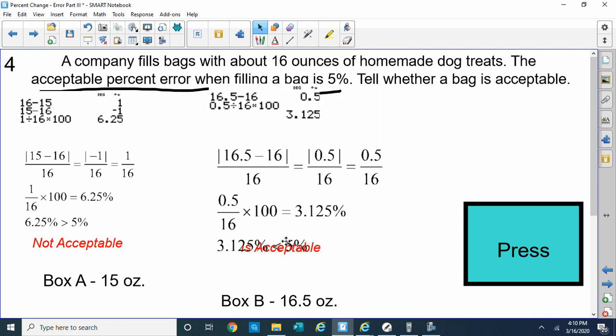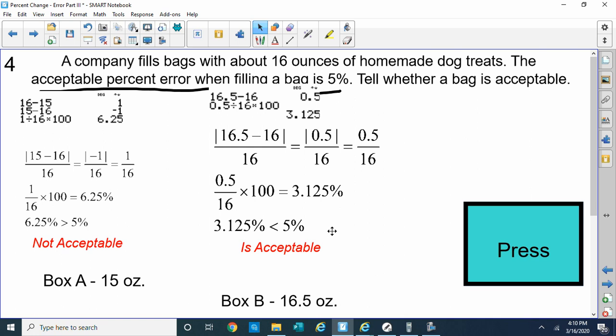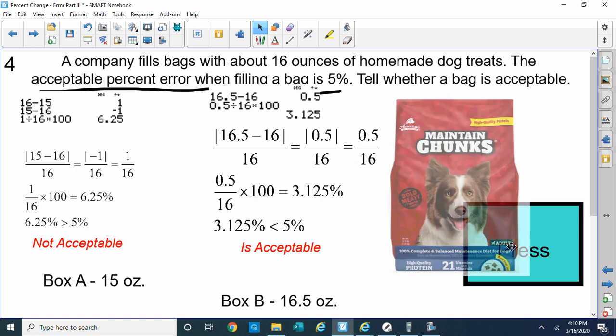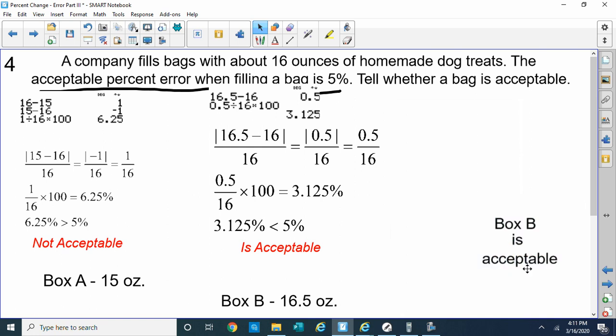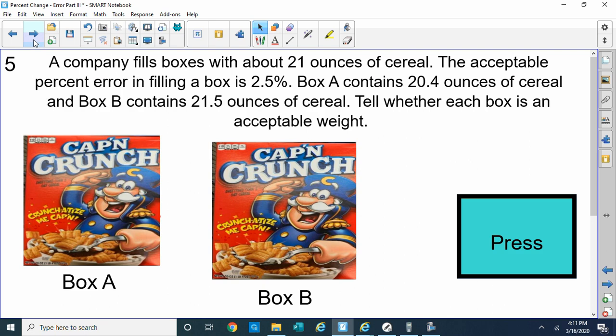Okay. All right. So if you pick box B, box B is acceptable. Good work. So that was a good question. So go over the work. It's pretty much the same formula as we did before, the percent change formula. So try it. If you got questions, write it down. I hope you understand what's going on.